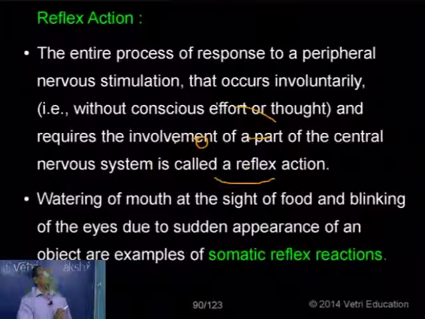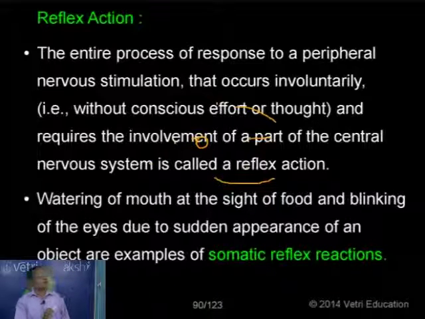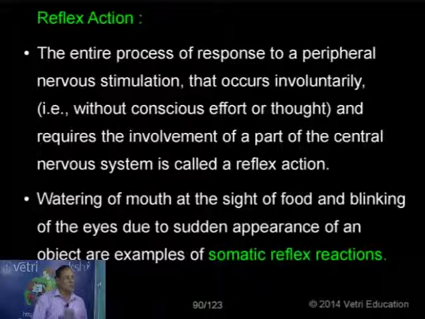Okay, so I would like to conclude up to this level. We'll proceed further about the reflex action normally conducted by the spinal cord. We can see the conditioned reflexes, acquired reflexes, and unconditioned reflexes, the normal reflexes, in the next class. Okay.